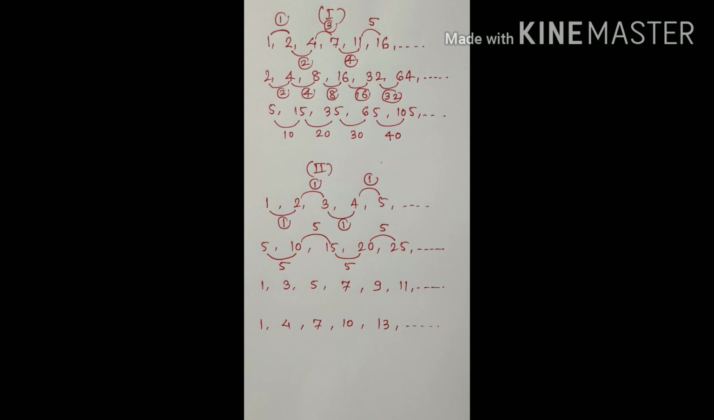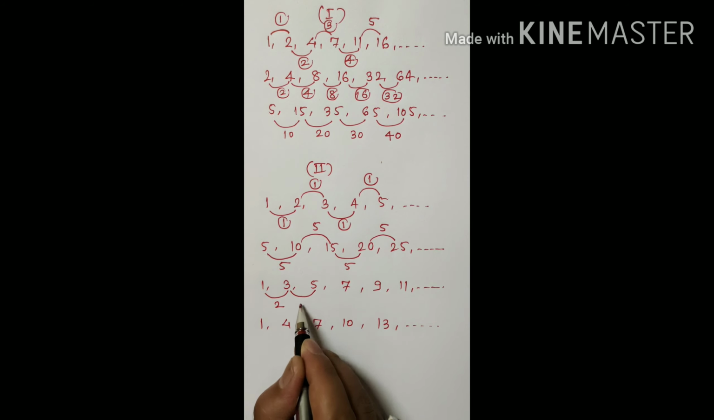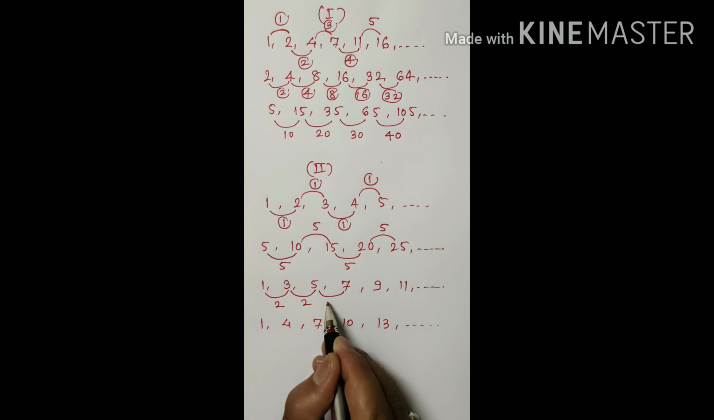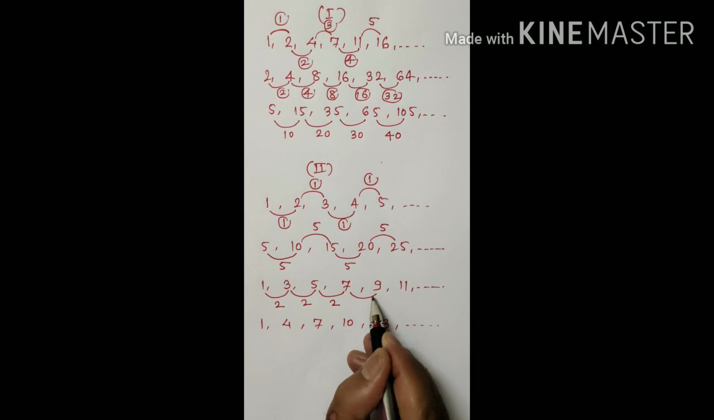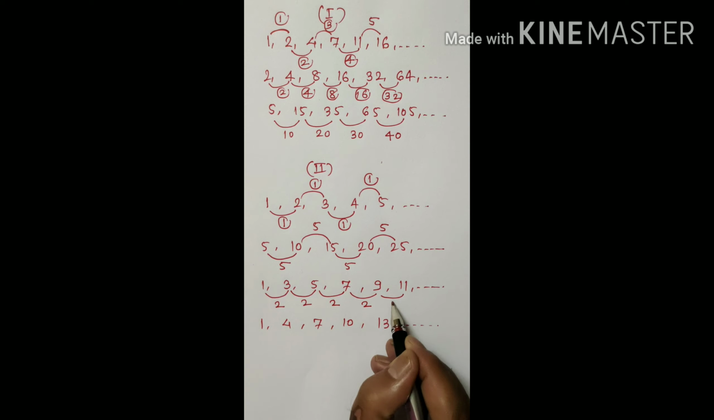Means in the first case, the difference between two terms is not constant. But in the second case, the difference between two terms is constant. You will find the difference here, student. You will get what? 2. Here, student, 2. 7 minus 5, 2. 9 minus 7, 2. And 11 minus 9 is also 2.